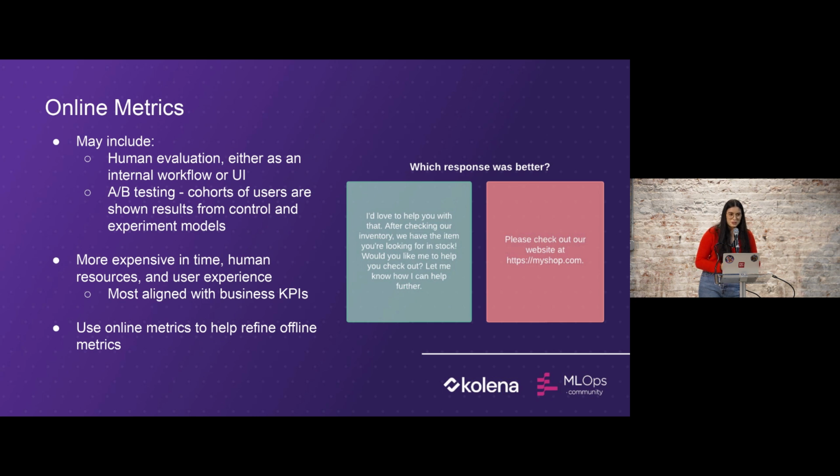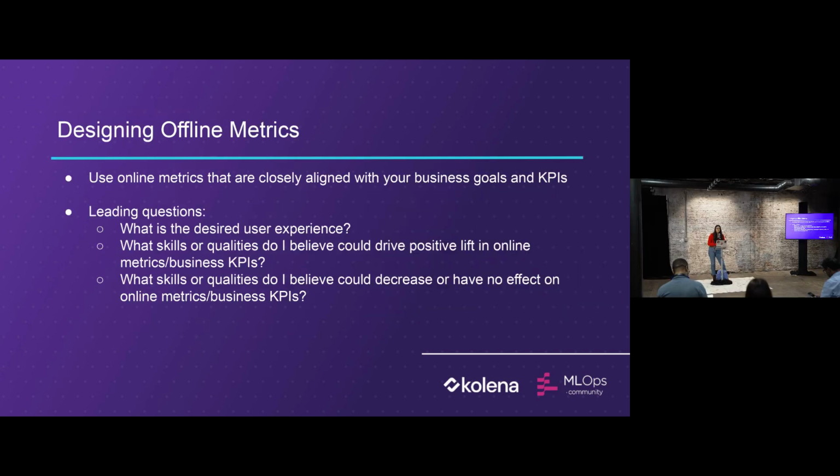You essentially want to use those offline metrics to justify being able to make an online test. And how do you actually go about designing offline metrics? I think you want to start, again, closely aligning with the KPIs. What are you actually driving towards?